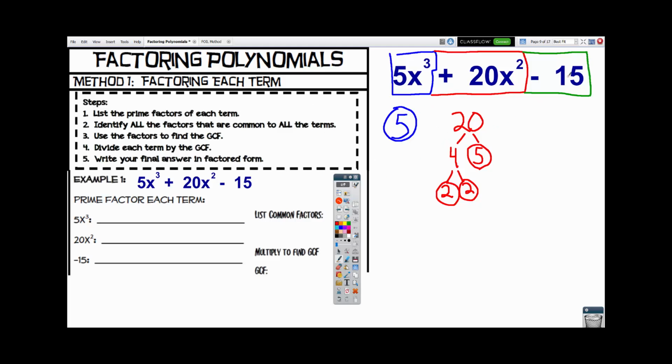And last but not least, we'll go to the 15 over here. Okay, and let's factor this guy down. So 15, that would be 3 times 5 gives us 15.